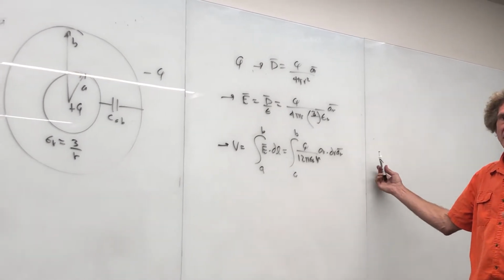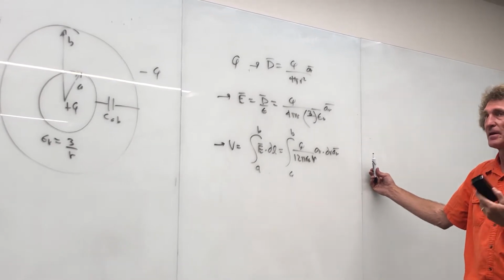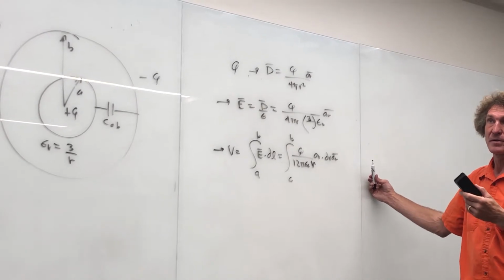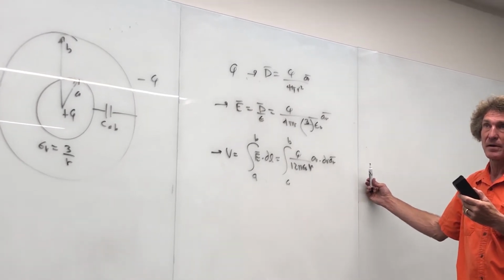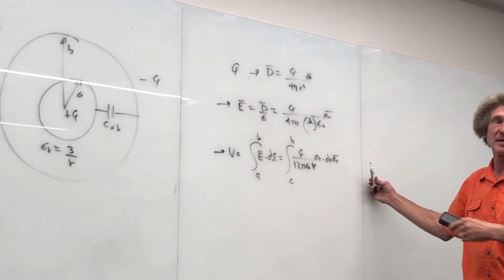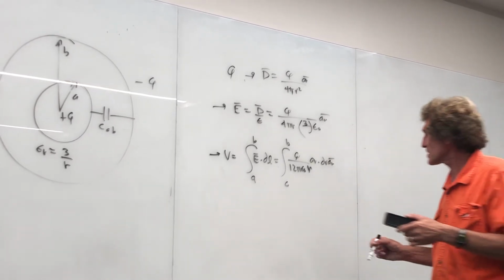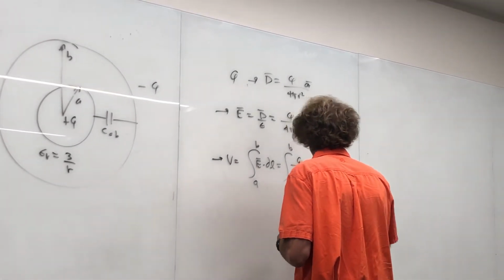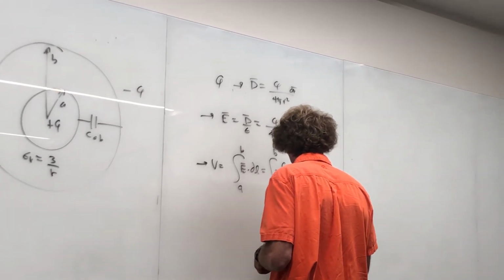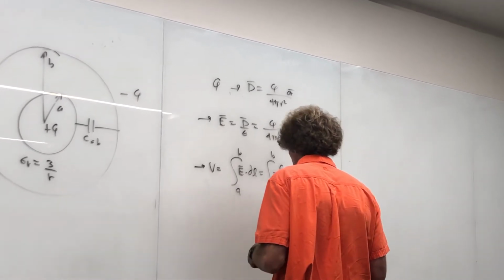You could put the entire dl on here. You could put R sine theta d phi, and then R d theta, A theta, but you don't need to do the others because the A theta and A phi will dot out to 0. So when you do this, AR dot AR is 1, and this will render a natural log. So I have Q over 12 pi epsilon naught, natural log of B over A, and that's V.